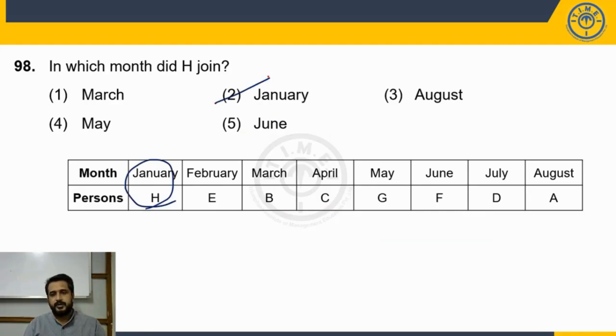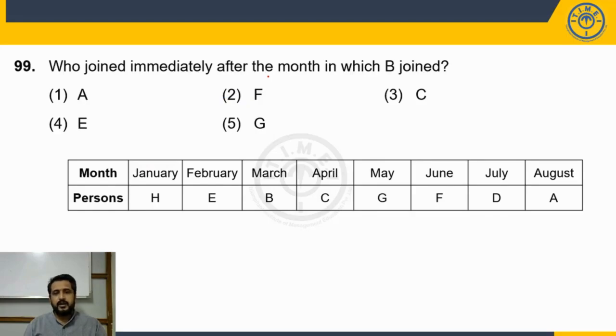Once we are able to get the final arrangement, answering the questions will be very easy in puzzles. Who joined immediately after the month in which B joined? Immediately after B, who joined? C joined. Choice 3.